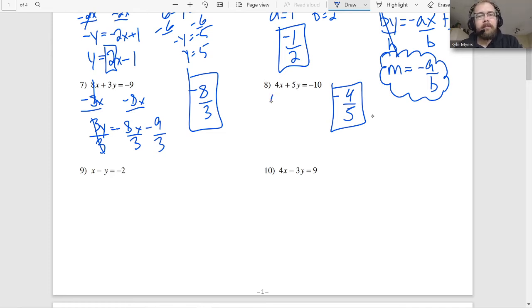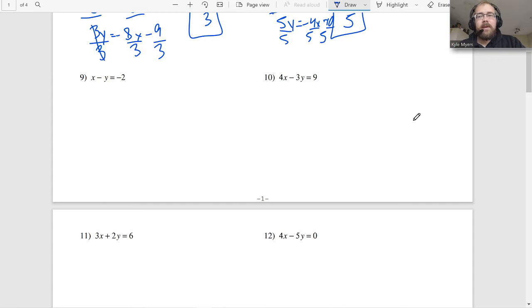Or for number 8, 4x, 4x. This is the last one I'll show you by hand how to do it without the formula, because the formula is super, super helpful. 5, 5, 5, negative 4/5. There it is. Okay, so that's how to do it when it's in standard form. Negative a over b.